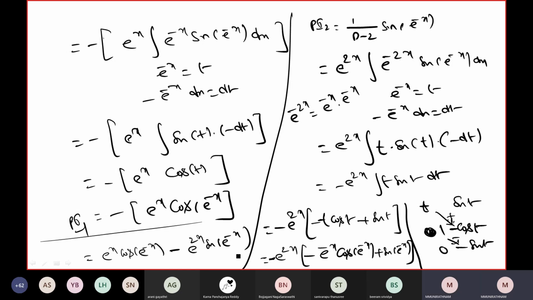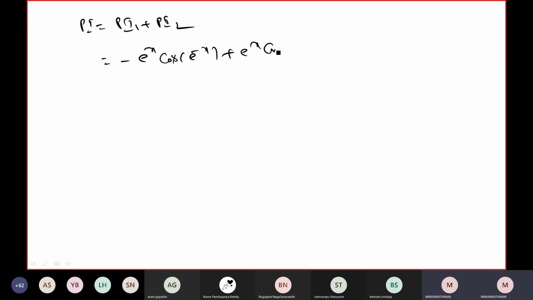ఎంతమ్మా పిఐ ఎంత వచ్చింది? minus e power 2x minus e power 2x sin e power minus x. ఇద్దరన్నా రాస్తున్నా. minus e power x cos of e power minus x plus e power x cos of e power minus x minus e power 2x sin of e power minus x.